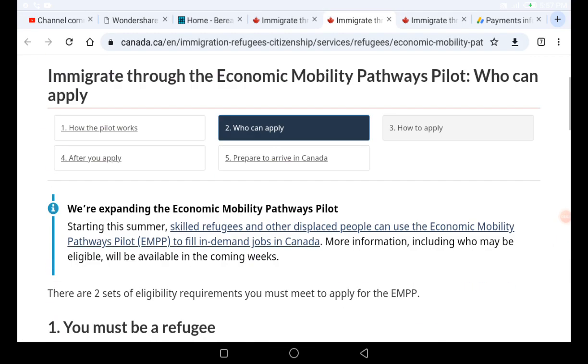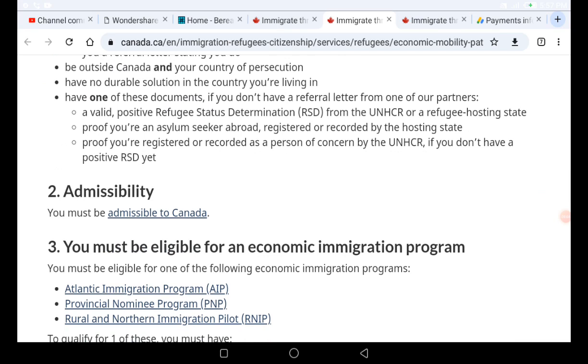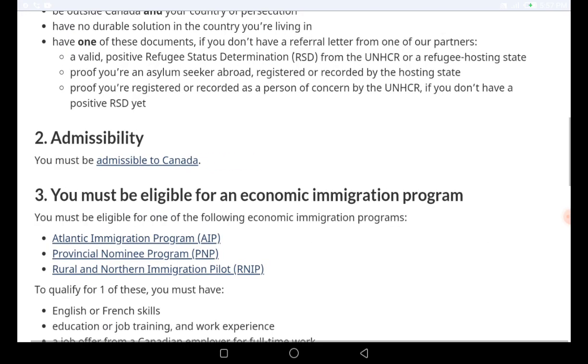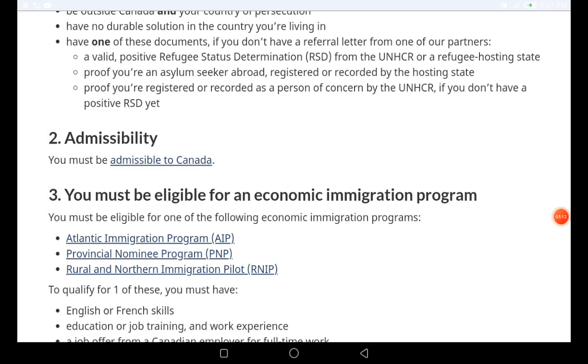Note that those who can apply to this program must be admissible to Canada, and you must be eligible for the economic immigration program. You must be eligible for one of the following economic immigration programs. First, the AIP, which is the Atlantic Immigration Program. 2, the Provincial Nominee Program. 3, the Rural and Northern Immigration Pilot, okay, which is RNIP.